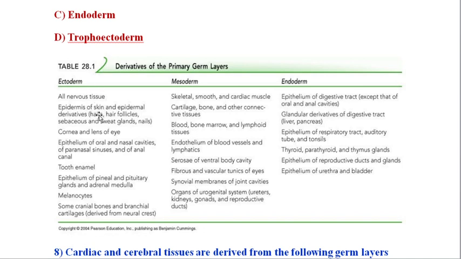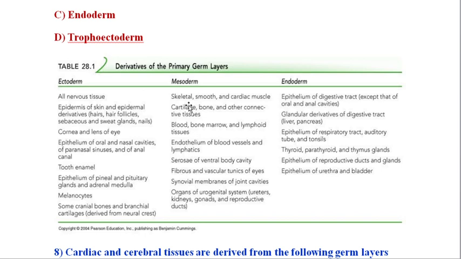epidermis of skin, epidermal derivatives like hair follicles, sebaceous glands, sweat glands, nails, cornea, lens of eye, and epithelium of oral and nasal cavity and anal canal, your tooth enamel, epithelium of pineal gland, pituitary gland, and adrenal medulla, melanocytes, and cranial bones are derived from ectoderm.